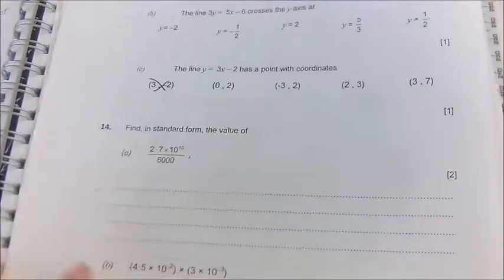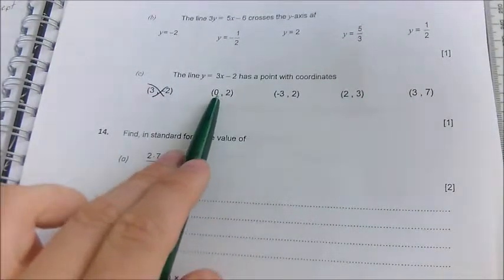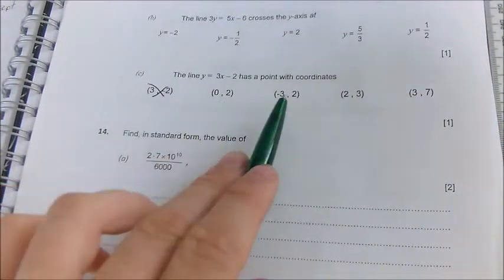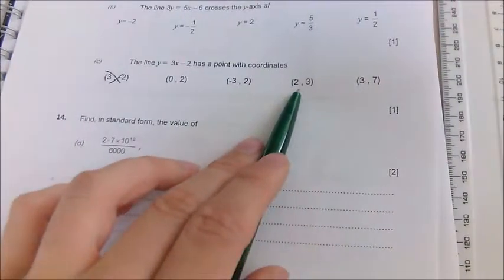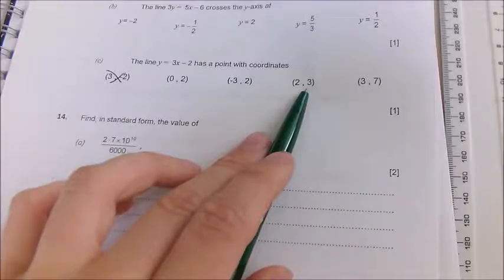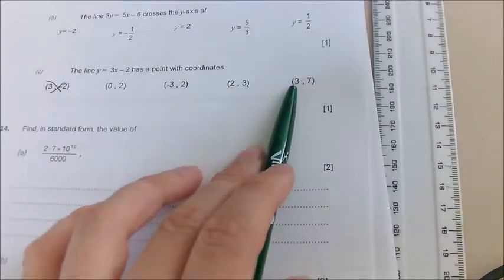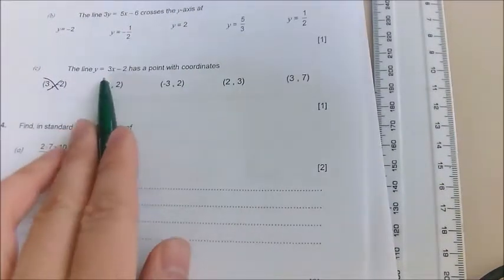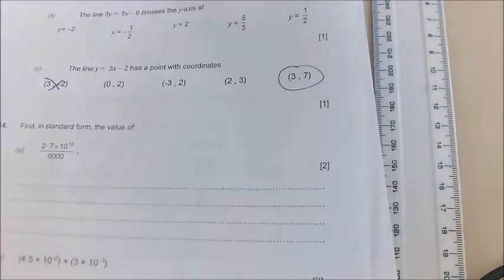And what we would then carry on to do is apply this to 0 and see if we get y is 2. X is minus 3 and see if we get y is 2. X is 2 and see if we get y is 3. But I know it says here the coordinate was 3 and 7. So if I plug 3 into x onto the equation here, I'll get 7. So I know that 3, 7 is the correct answer.